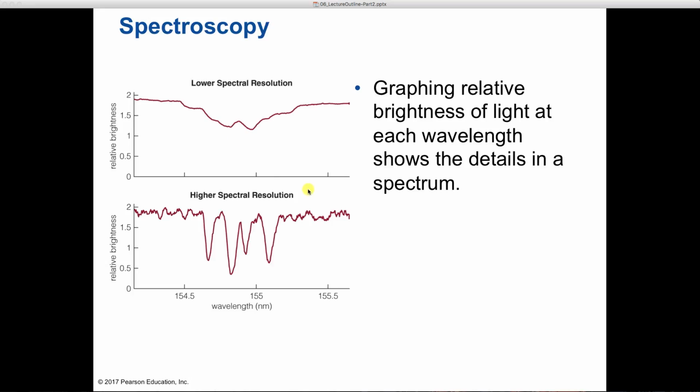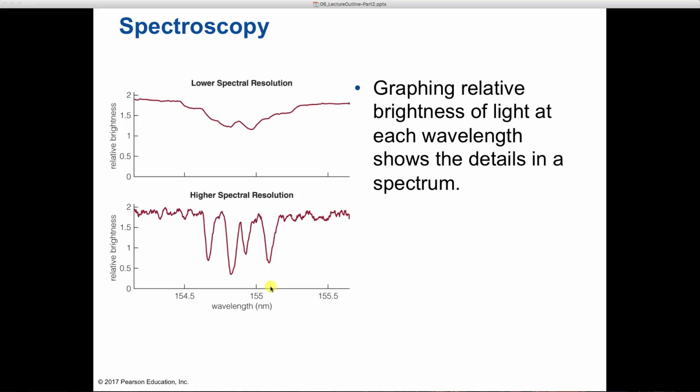And so if you had a better diffraction grating, this diffraction grating is something that you can construct and make really good. And if you have a really good diffraction grating, you can actually get better detail in this spectrum. And so the spectrum might look like this instead. You can see there's a lot of absorption at this particular wavelength here. There's a lot of absorption at this wavelength. There's a lot at this wavelength and a little at this wavelength.